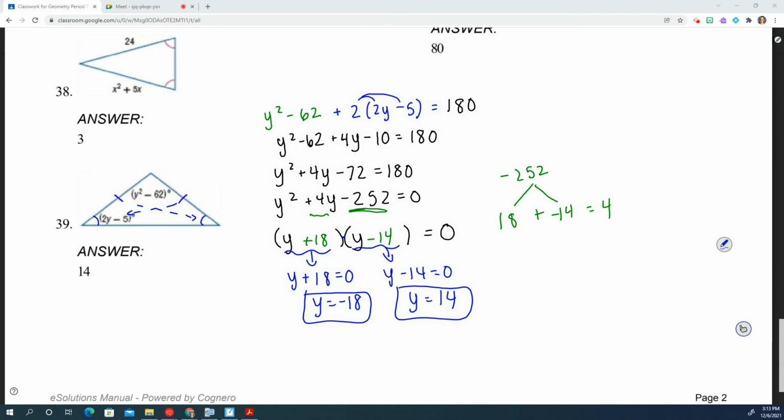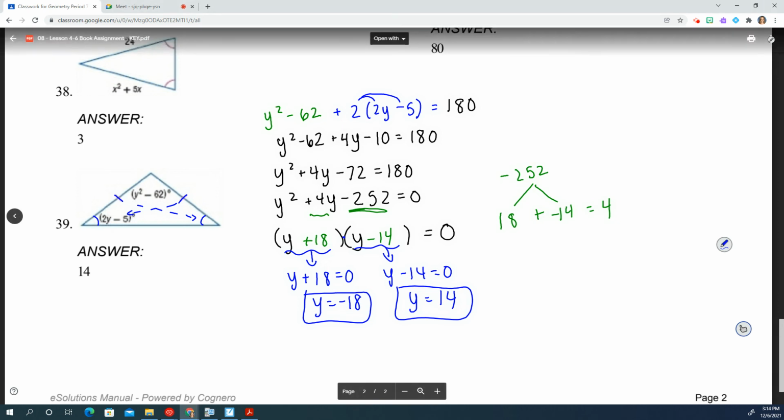Now, if you notice, the answer key just says 14. Any idea why? Ooh, Gwen. You can't have a negative angle in a triangle, right? Yeah. Look here. If I were to do 2 times negative 18 is negative 36, minus 5 more, I have a negative angle. That doesn't make sense. So 14 would be my only solution there.